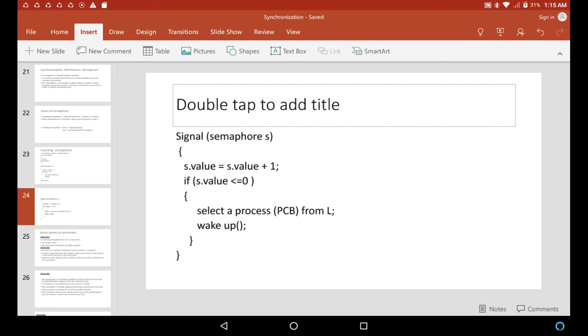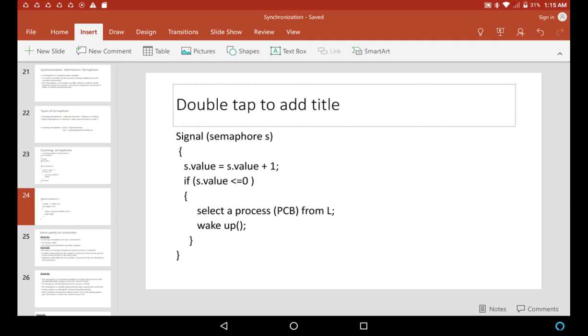One more point, while executing up, if s is equal to 0, that means no process is in the suspended list, so on the truthfulness of the if statement there is no need to execute wake up, as s equal to 0 suggests that there is no process in the block list. If a process is not there in the block list, no need to wake up, right? So this is how the wait and signal operations are done.